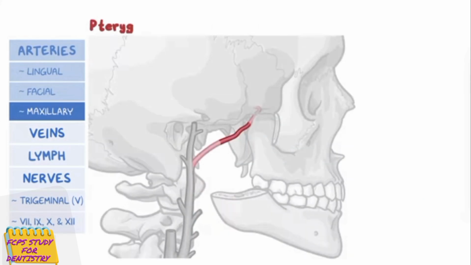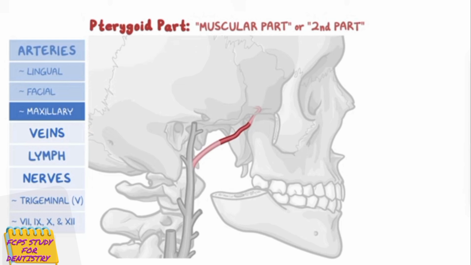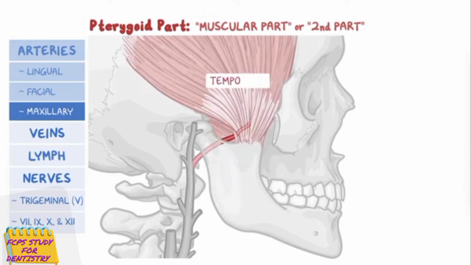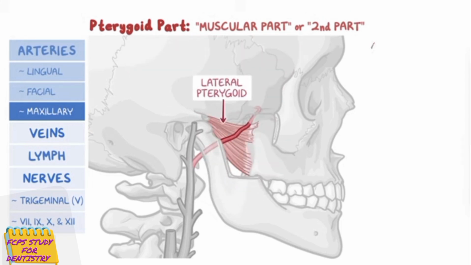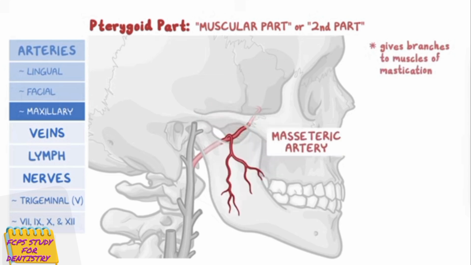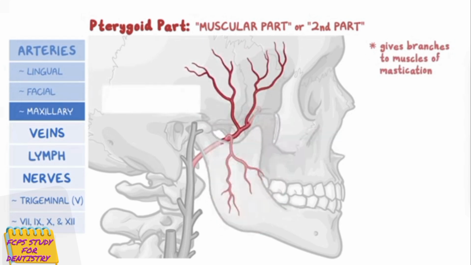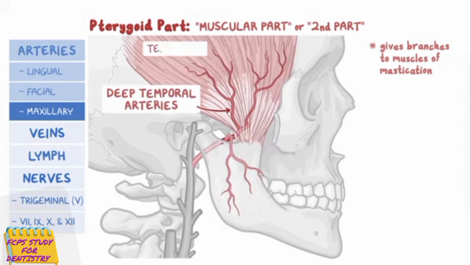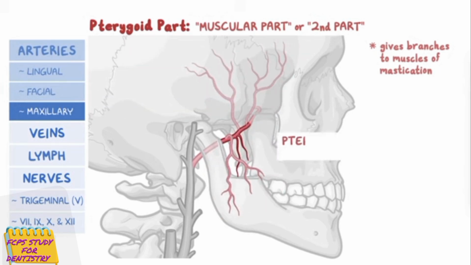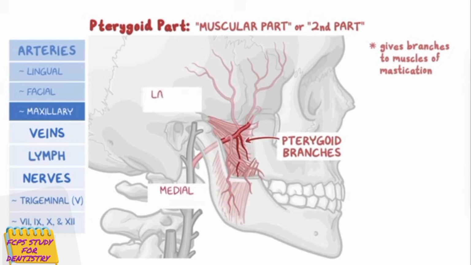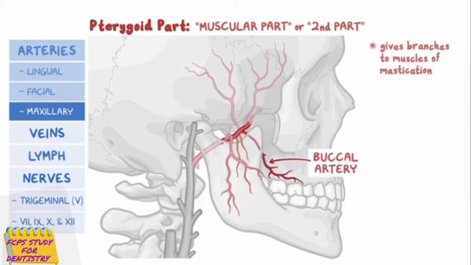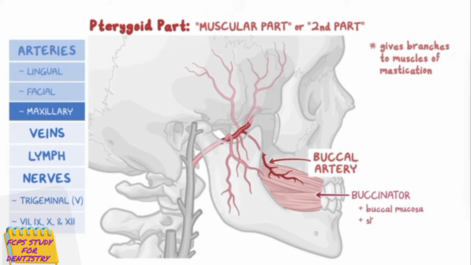Next, the pterygoid part, also known as the muscular part or second part. This portion runs between the temporalis and lateral pterygoid and gives branches to the muscles of mastication, the masseteric artery to the masseter muscle, the deep temporal arteries to the temporalis muscle, and the pterygoid branches to the medial and lateral pterygoid muscles. Another branch, the buccal artery, supplies buccinator muscle, the buccal mucosa, and the skin.